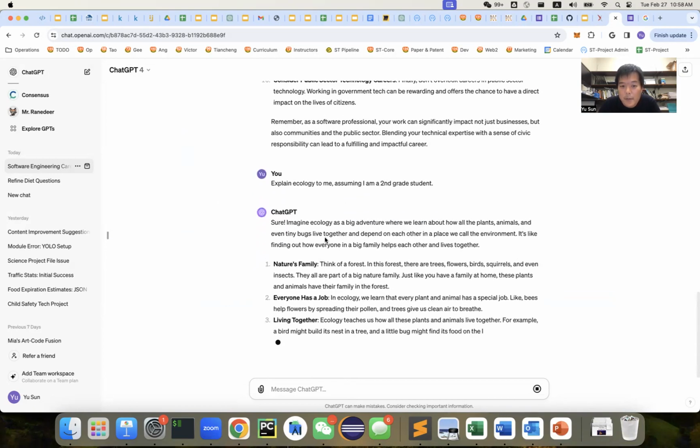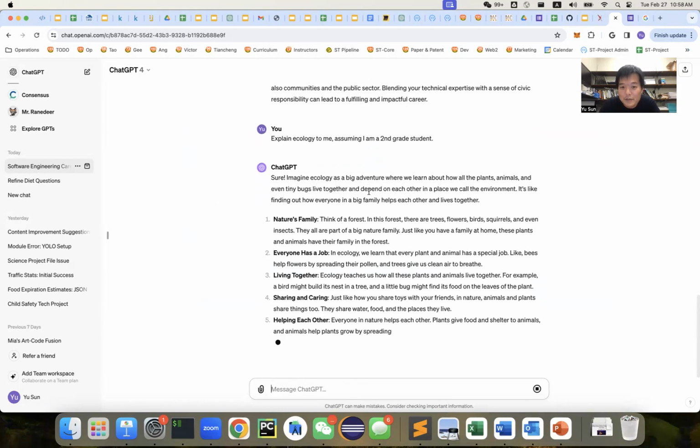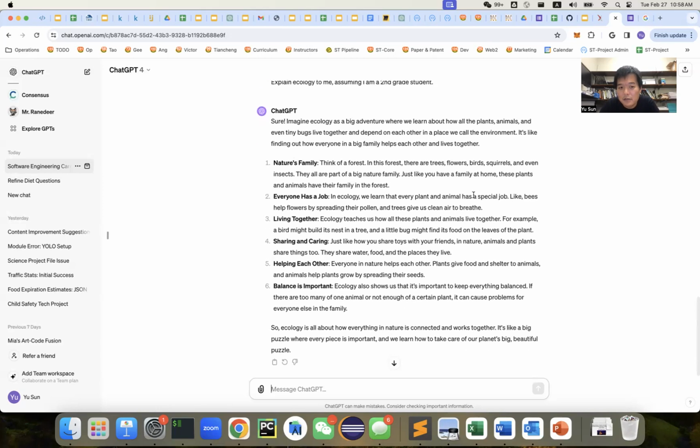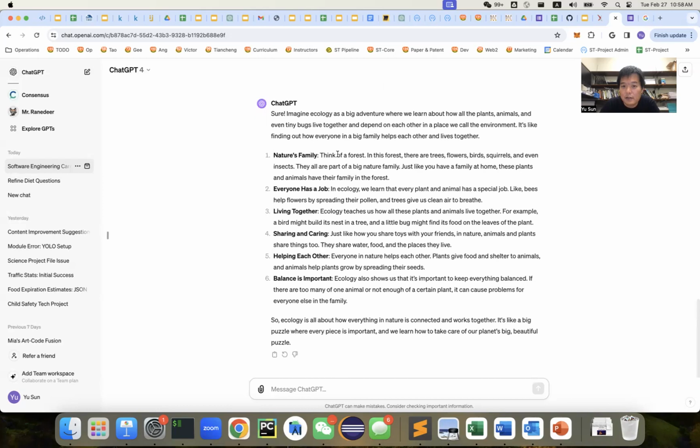Imagine ecology as a big adventure where we learn how the plants, animals, and even tiny bugs live together and depend on each other in a place we call the environment. It's like finding out how everyone in a big family helps each other and lives together. So, nature's family. You've got a forest. In the forest, there are trees, flowers, birds, squirrels, even insects. Everyone has a job. In ecology, we learn every plant and animal has a special job, like bees help flowers by spreading their pollen, and trees give clean air. And living together, sharing, caring, helping each other, balance is important.